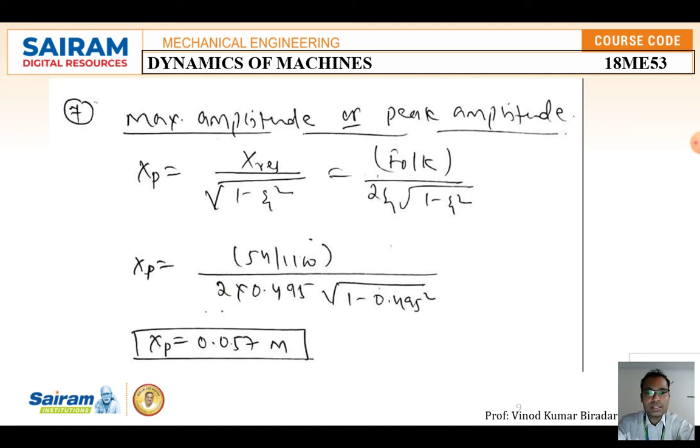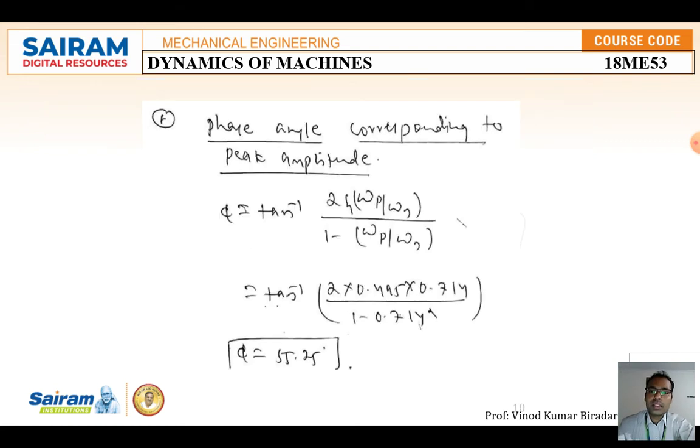Again, the seventh one is the maximum amplitude, or peak amplitude. We derived this equation in the previous class. It is X p, the peak amplitude, equal to X static 0 whole divided by 2 zeta square root of 1 minus zeta square, or equal to F naught by k whole divided by 2 zeta square root of 1 minus zeta square. We have all the formulas and values, so just substitute here: X p is equal to 0.057 meter.